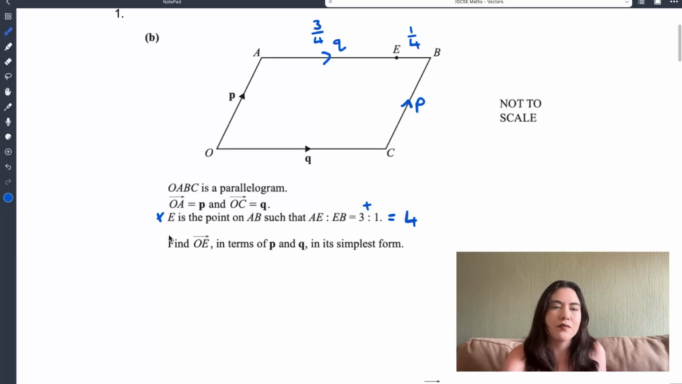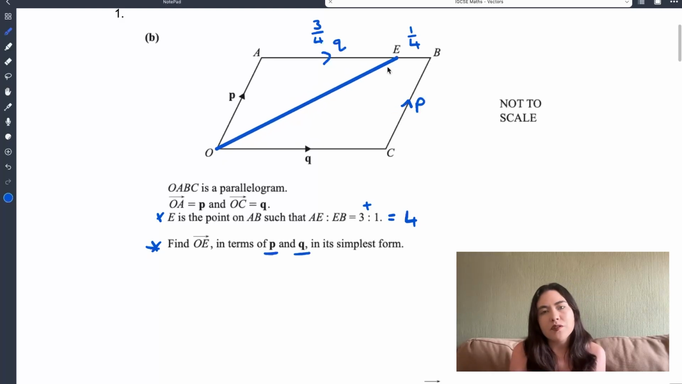So the question wants us to find OE in terms of P and Q. So what that basically means is we need to give the examiner the directions, the instructions on how to get from O to E. So we travel along the lines. Now we can't go straight from O to E. Why can't we go straight from O to E? Well, we don't know the directions. It's like I said earlier, if you don't know how to get from the shops to school, then all you simply do is you go from the shops to home, then home to school, because you know how to do that. So it's the same fundamental principle.